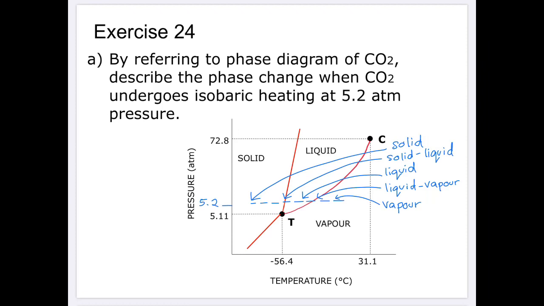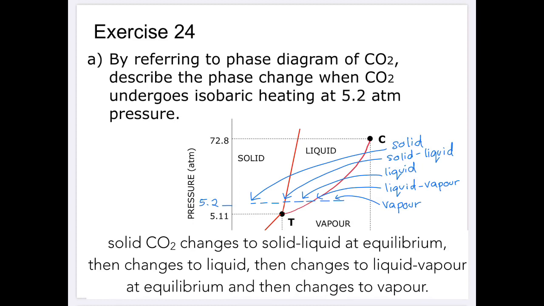Kita move lagi ke kanan, kita jumpa phase liquid. Kita move lagi ke kanan, kita jumpa garisan di antara liquid dan juga vapor. So, itu adalah liquid vapor at equilibrium. Kita move ke kanan lagi, kita akan jumpa phase vapor. Tapi kenapa kita move ke arah kanan? Sebab kita kata isobaric heating. So, isobaric heating maksudnya daripada temperature rendah ke temperature tinggi lah, which is daripada kiri ke kanan. So, kita boleh tulis solid CO2 changes to solid liquid at equilibrium, then changes to liquid, then changes to liquid vapor at equilibrium, and then changes to vapor.